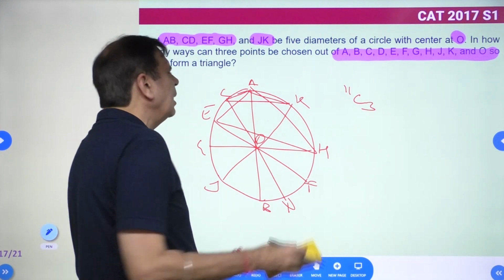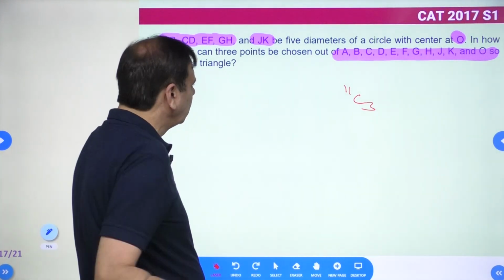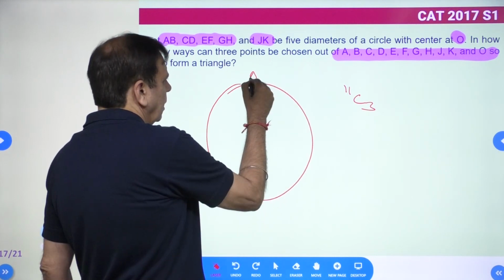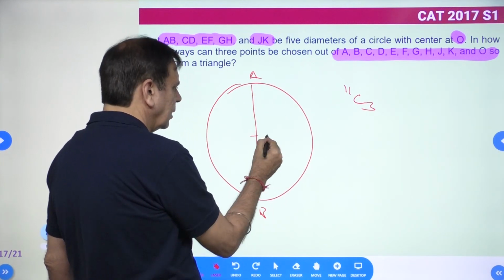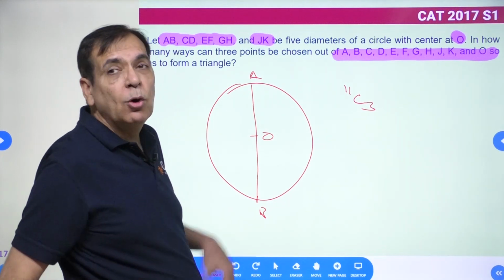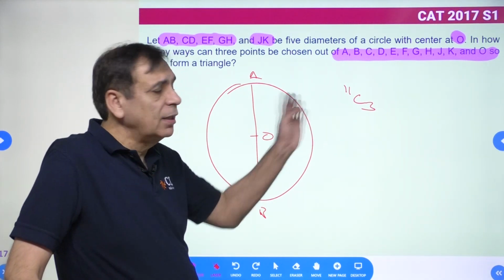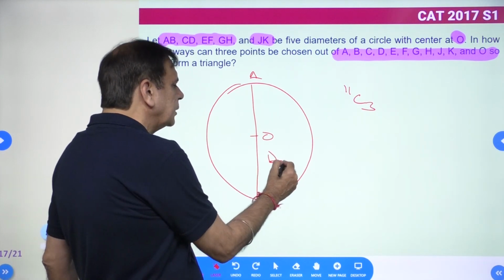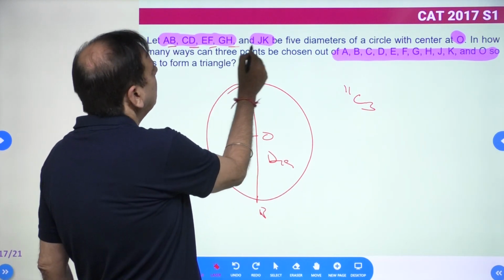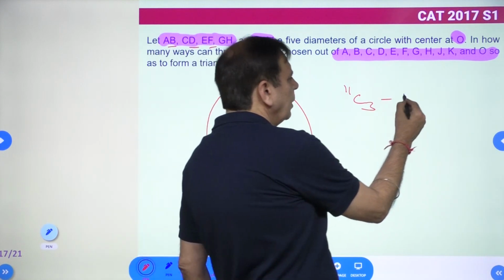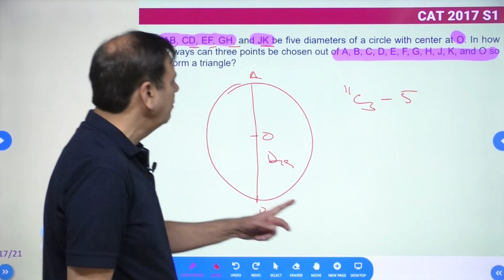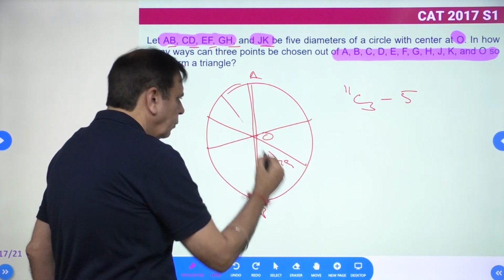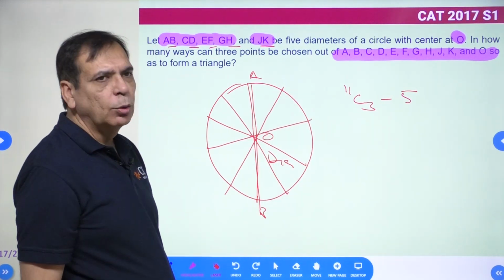Okay. खाली एक ही problem है. There's only one problem. What is that problem? Is A, B, and this is O. If I choose AOB, it will not be a triangle, but 11C3 में तो आ जाएगा. What is AOB? AOB is a diameter. So each of these diameters should be removed now. So my answer should be 11C3 minus 5. Why minus 5? Because 1, 2, 3, 4, 5 diameters have to be removed.